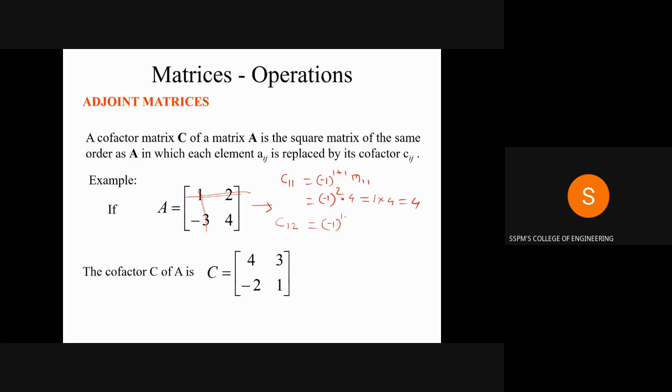C12 is minus 1 raised to 1 plus 2 into M12. Again you can see that the power is 3, therefore it is minus 1. So you directly have to write minus and then M12. What is M12? First row, second column, that is minus 3. Minus of minus 3 is 3.